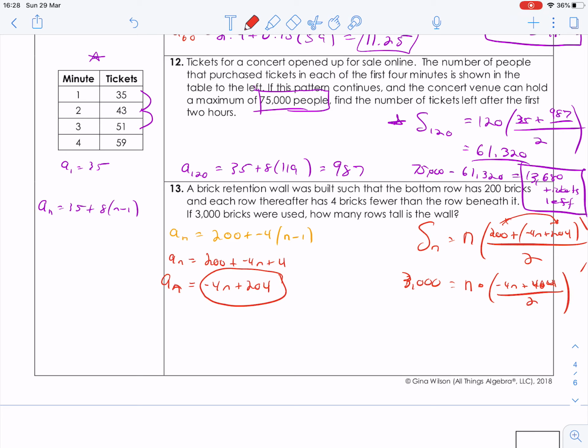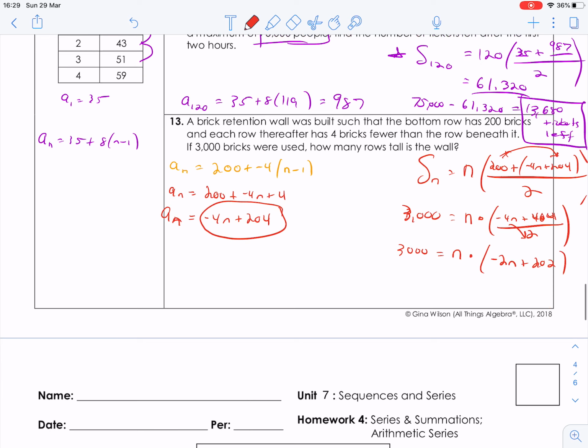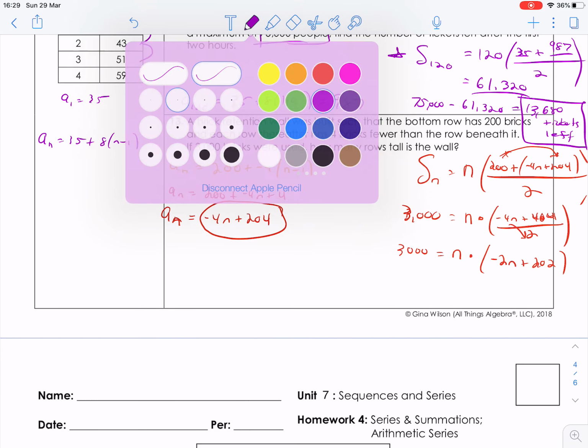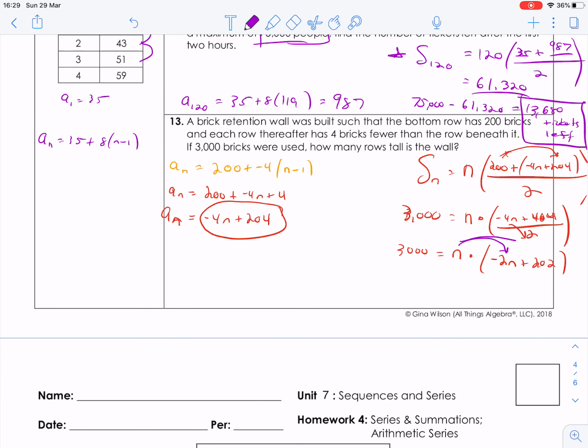And then we could actually divide each by 2. Negative 4n divided by 2 would be negative 2n. 404 divided by 2 would be 202. All this times n. Woo! This is going to be a quadratic one. I like it. So let's change colors here. We're going to have to distribute.